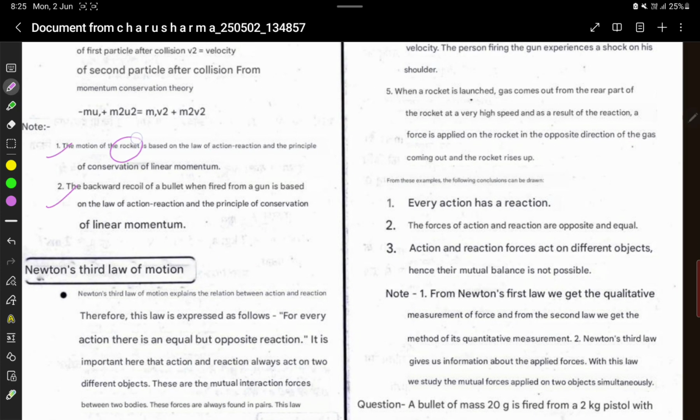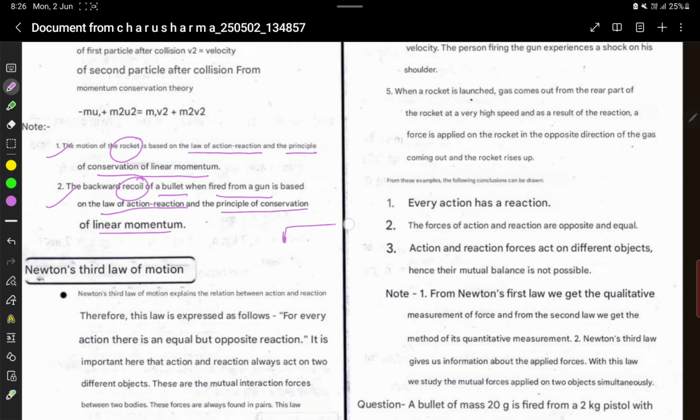The motion of the rocket is based on the law of action and reaction and the principle of conservation of linear momentum. Always remember, I told you in physics we are not following only one law, there are multiple laws applied to the same thing. The backward recoil motion of a bullet when fired from a gun is based on the law of action and reaction and the principle of conservation of linear momentum.